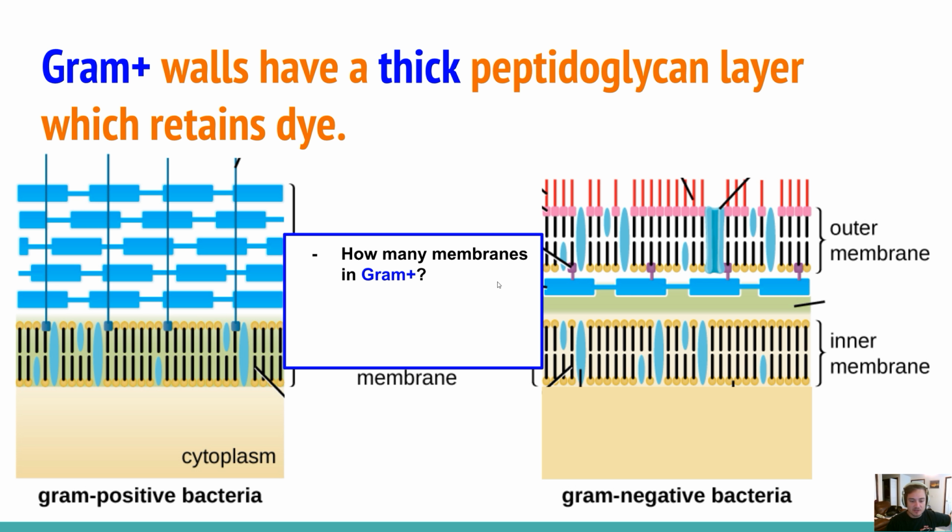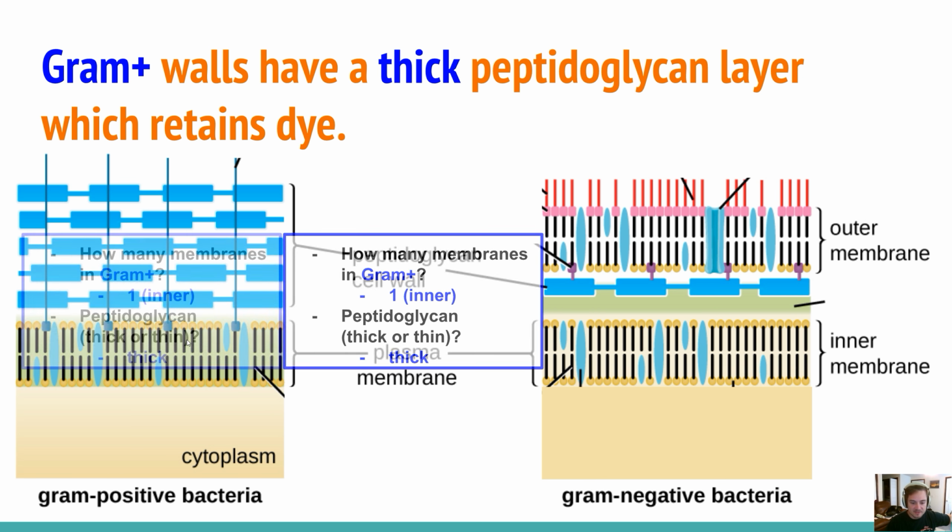So how many membranes are in the gram-positive? Well, just one, right? We just have this inner membrane. And the peptidoglycan, how would we describe that? Well, it's really thick, right? So we have this thick peptidoglycan and just an inner membrane on gram-positive bacteria, and we're going to see them look purplish or bluish on gram stain.